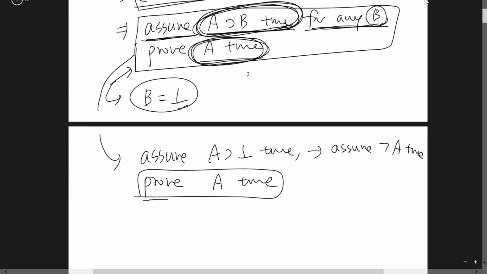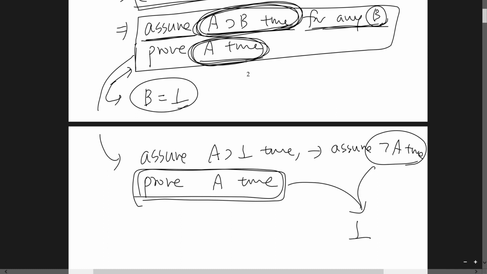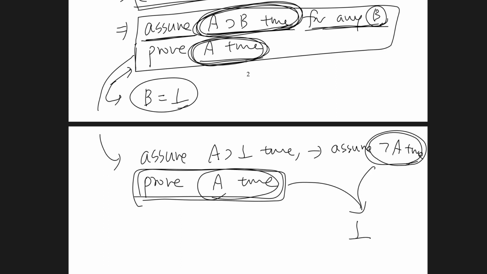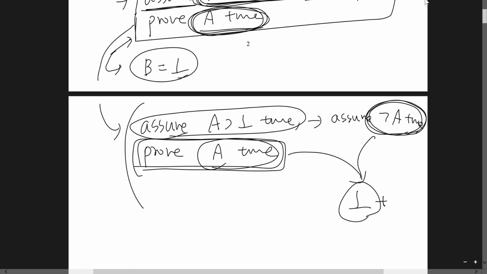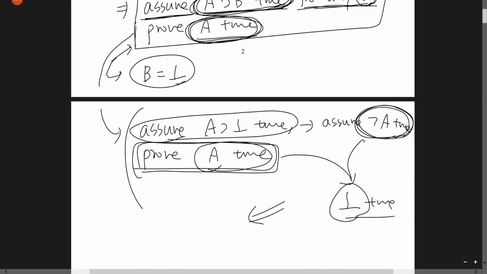But if you manage to prove A true in the presence of this assumption negation A true, you essentially generate the bottom, because this A true and negation A true contradict each other. So the story can be summarized as: you assume negation A true, and then you prove bottom true. Then eventually you manage to prove the original goal, namely A is true.